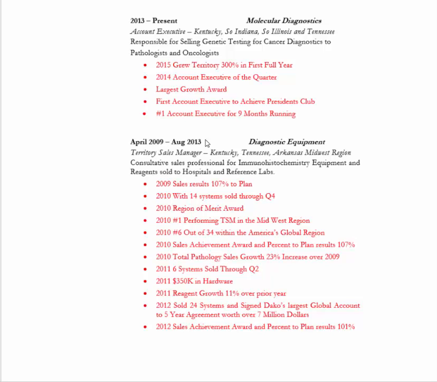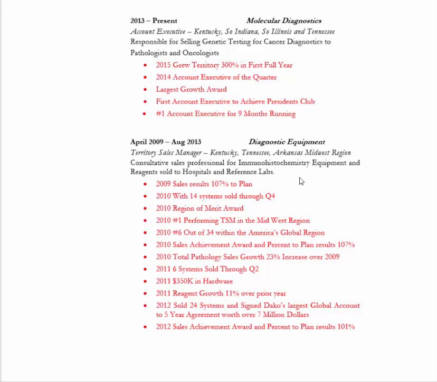So this is good. April through August 2013. There again, here's the name of a company, fictitious company. There again, this person says, hey, this is my territory, which is important because when they hire sales reps, they want to know, do you know the prospects in that area? And then here again, consultative sales professional for immunohistochemistry equipment and reagents sold to hospitals and reference labs.